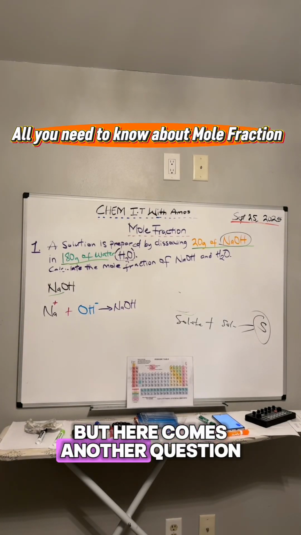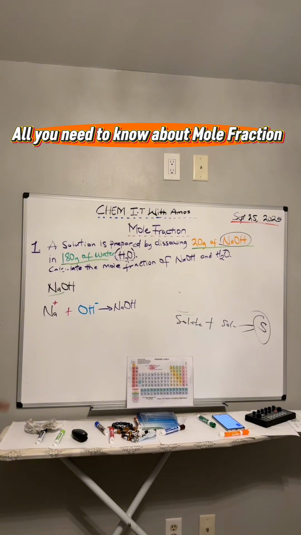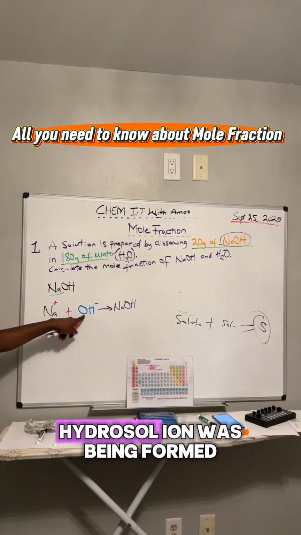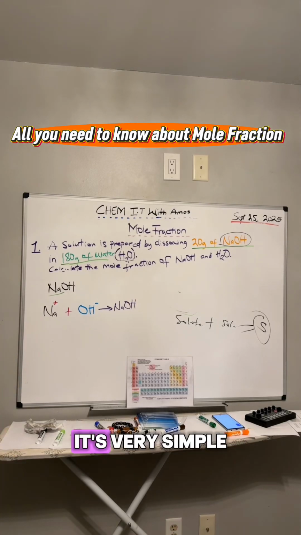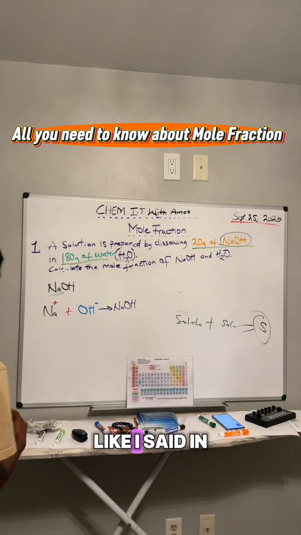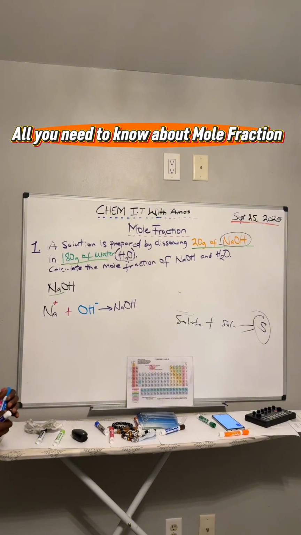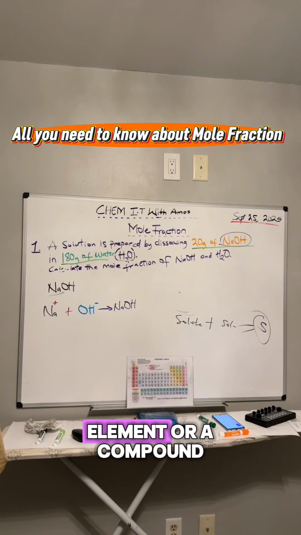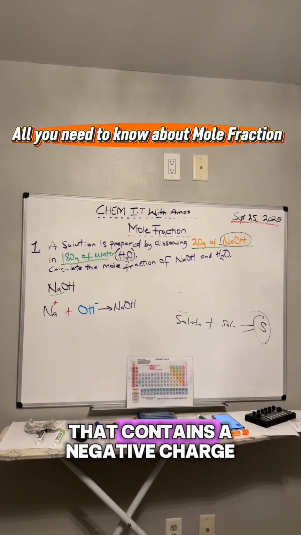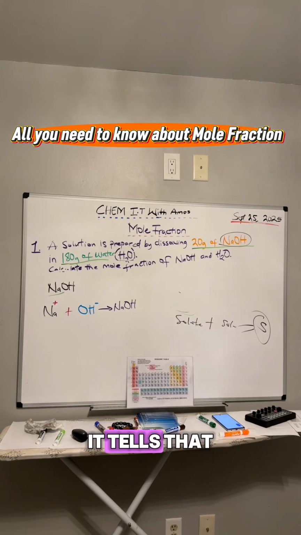But here comes another question. How do you think this hydroxide ion was formed? It's very simple. Like I said in one of my videos, if you see an element or a compound that contains a negative charge, it tells that.